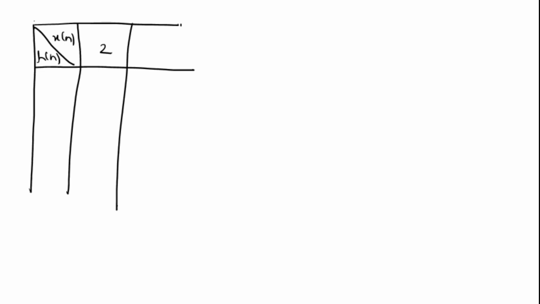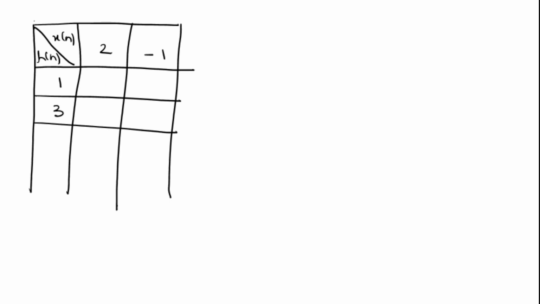So we can find out what is y of n by this method. Initially we have to write x of n and h of n. X of n here we have to write 2 and -1. H of n is 1, 3, 2, -1 and 1 we can write.